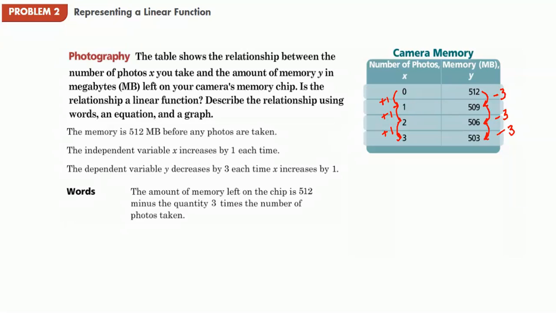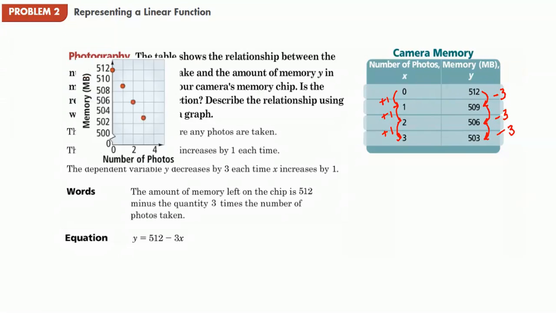If we change that from words to an equation, we're going to get y, the amount of memory left, is, that's our equal sign, 512 minus, there's our minus sign, the quantity of 3 times the number of photos, and the number of photos represents our x, so 3 times x. So there's our equation. The last thing we want to do now is make a graph.